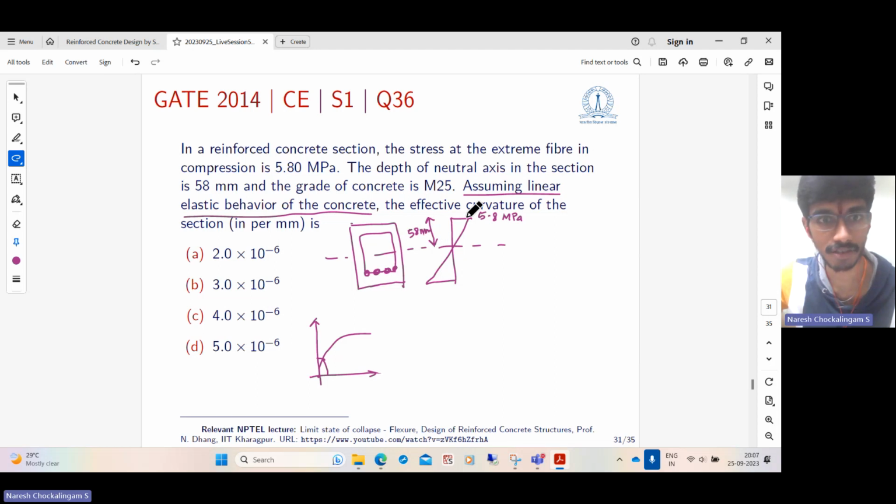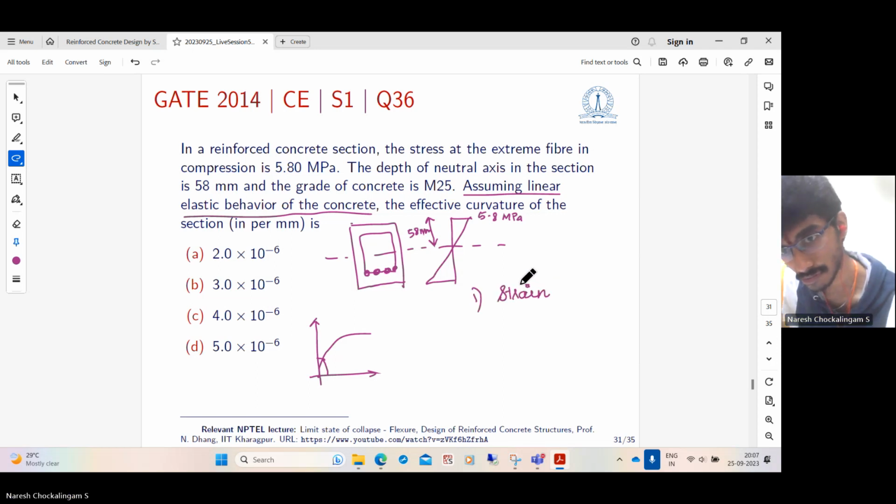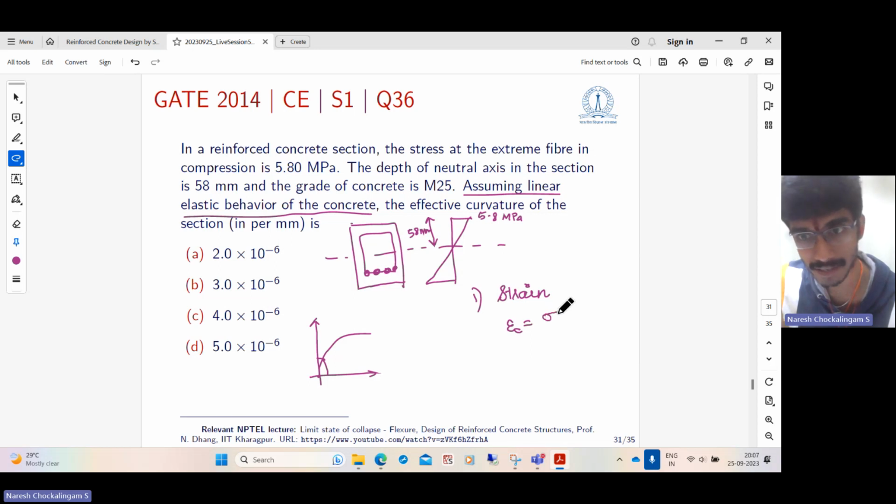What is the effective curvature of the section per mm? How do we solve this problem? The first step is to find the strain in the section. What is the strain in the extreme fiber? Let us call it the strain in the extreme fiber of concrete, epsilon c, which is simply the stress divided by Young's modulus of concrete.